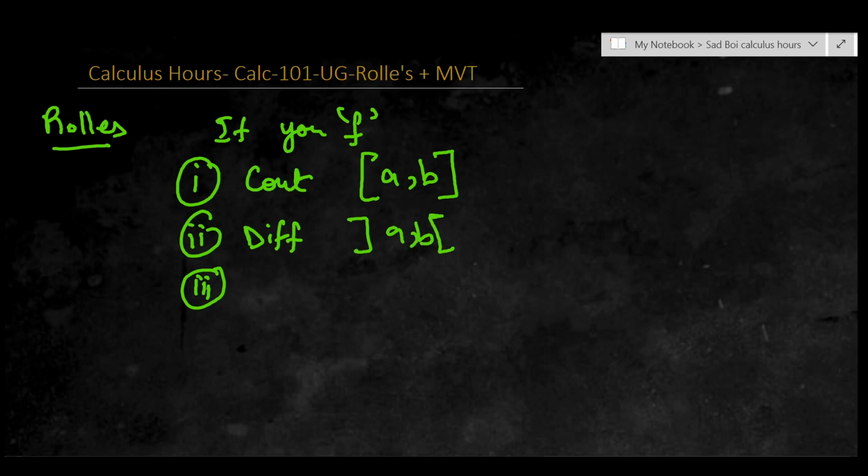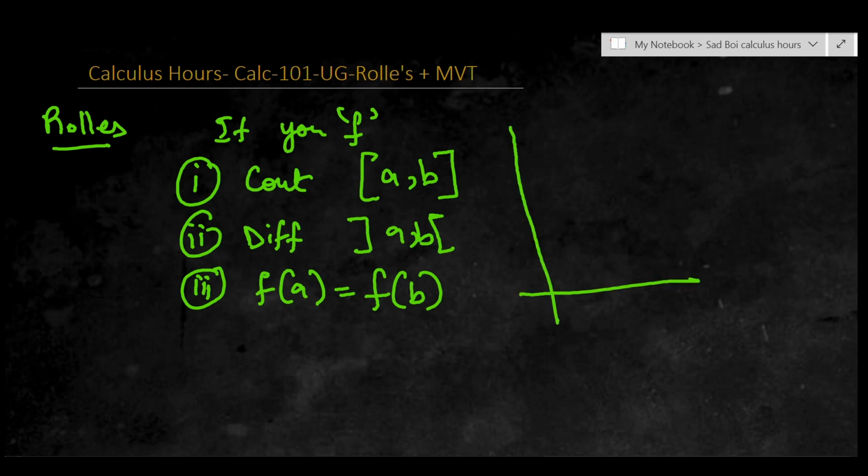Well, the third point that we're going to discuss is that this function should have the values at initial and final positions of the domain equal. So this function is going to look something like this, where a can be this and b can be this, and this is going to return a value f of x, and this is also going to return the same value.